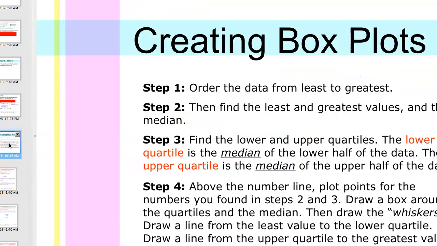So again, working through the steps. Step 1, you have to put the numbers in order from least to greatest. Step 2, you have to find the least and greatest values, your minimum and maximum, and then your median.